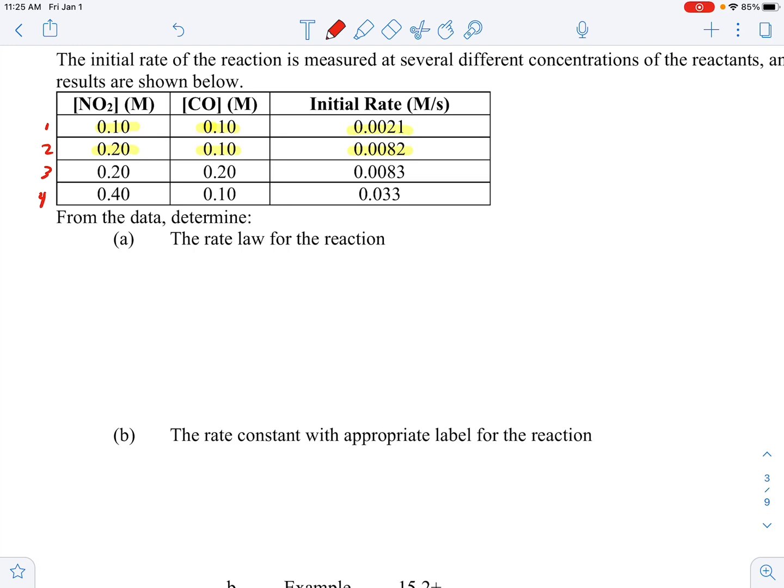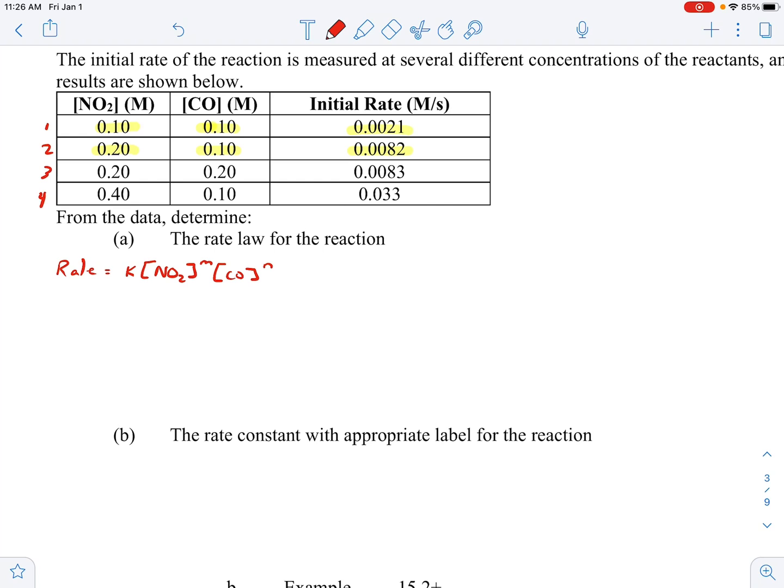So we have our generic rate law. Rate equals K times the concentration of NO2 raised to some power. I'm going to call that M right now because we don't know it. And CO raised to the power of N. Again, those numbers we don't know right now. But if we compare experiment 2 over experiment 1 by placing those numbers in there, we can do that.